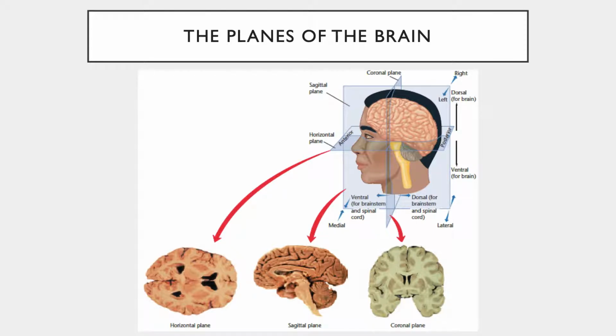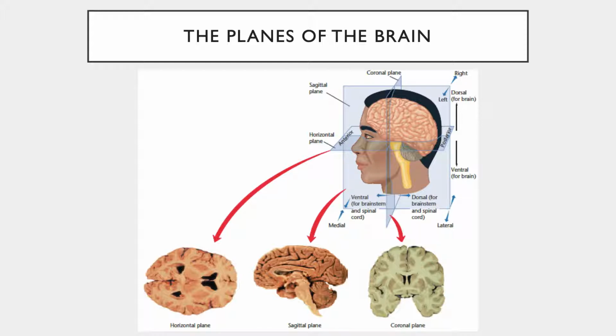The brain is a three-dimensional structure, so any location in the brain can be localized on one of three planes. These are the horizontal plane, the sagittal plane, and the coronal plane. The horizontal plane is also known as the transverse plane. It divides the brain into superior and inferior portions. We'll discuss those terms on the next slide, so for now you can think of them as being the upper portion of the brain and the lower portion of the brain. Essentially, the cut would be parallel to the floor.